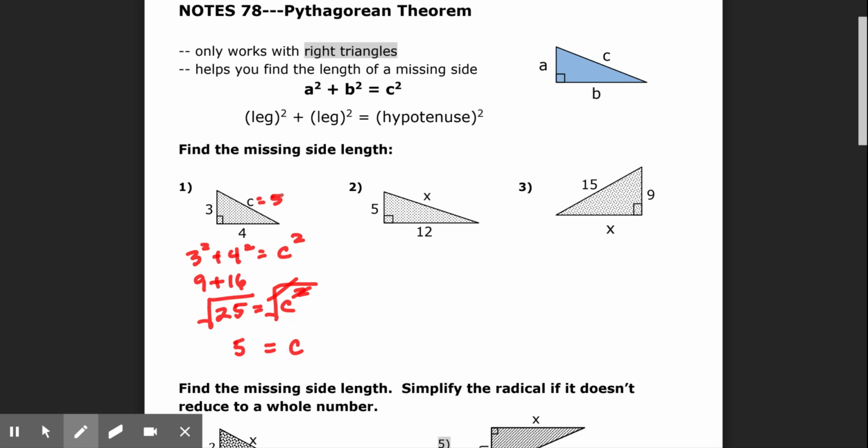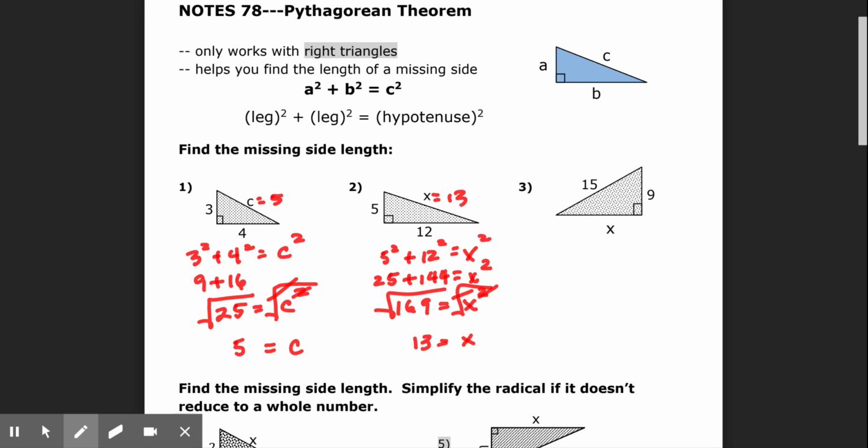All right, so we're going to do the same thing on number 2. We have 5 squared plus 12 squared equals x squared. So this will be 25 plus 144 equals x squared. And that gives us 169 equals x squared. Square root, the square root of 169 is 13. So that would be the longest side.